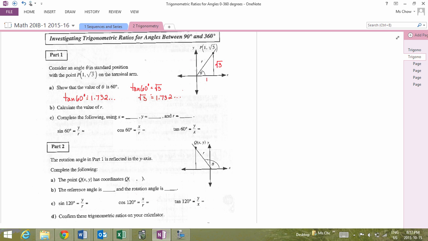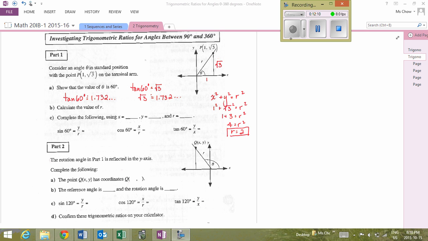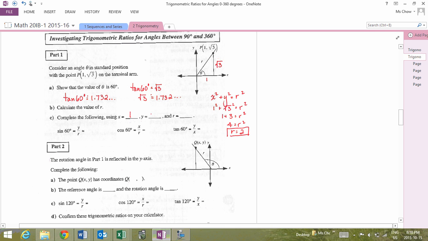So calculating the value of r, again, just hit pause. You should have calculated that r is equal to 2, because root 3 squared means root 3 times root 3, or root 9, which is of course also 3. So x is equal to 1, y is equal to root 3, and r is equal to 2. So sine of 60 degrees is root 3 over 2. Cosine of 60 degrees, or x over r, is 1/2, and tangent of 60 degrees is root 3 over 1, or simply root 3.